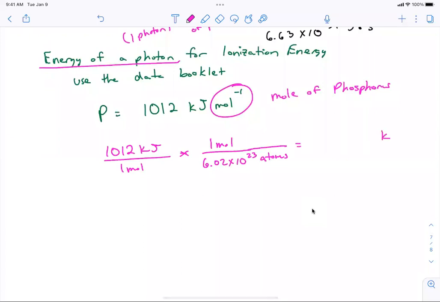To get the kilojoules per one photon, let me get my calculator out and calculate that. So 10^12 divided by 6.02 E 23. Oh, sorry, just E 23, not negative. Gets you 1.68 times 10 to the negative 21 kilojoules of energy needed for one atom of phosphorus to lose 1 electron. Okay, so that's your E.